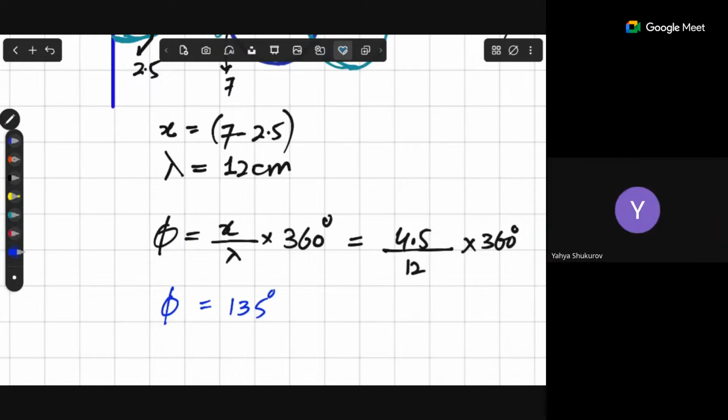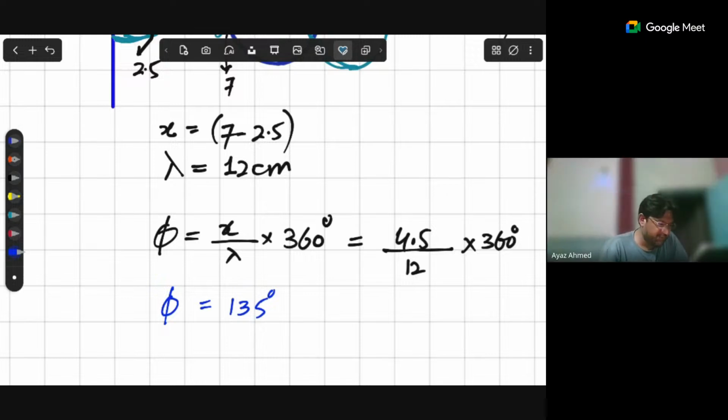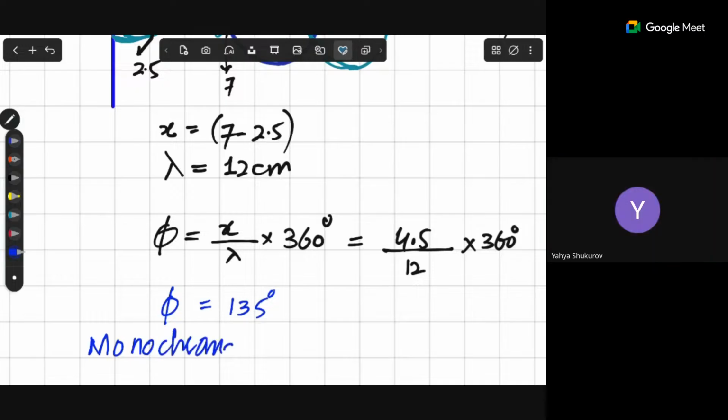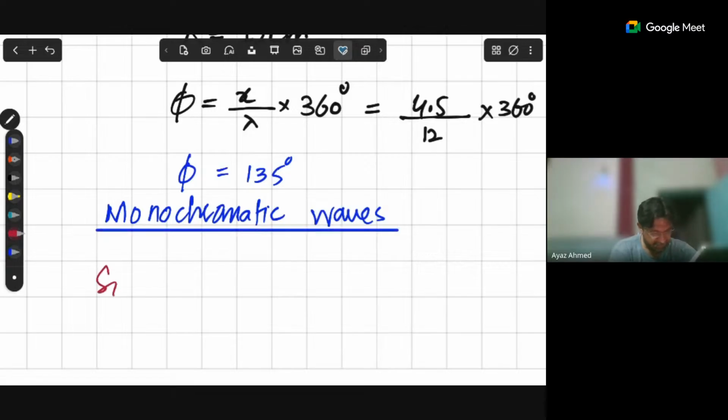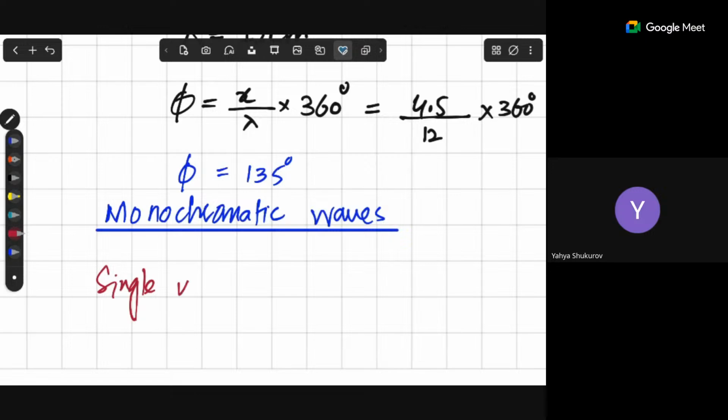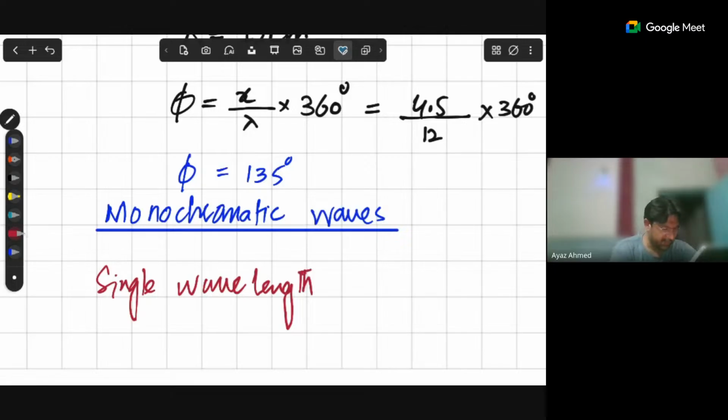Will there be a question where they have different wavelengths? No. For different wavelengths, we will not take the case because we consider waves which are monochromatic. What is a monochromatic wave? Single wavelength. Monochromatic waves are those waves which have a single wavelength. It applies to all waves, not just electromagnetic, all the time.